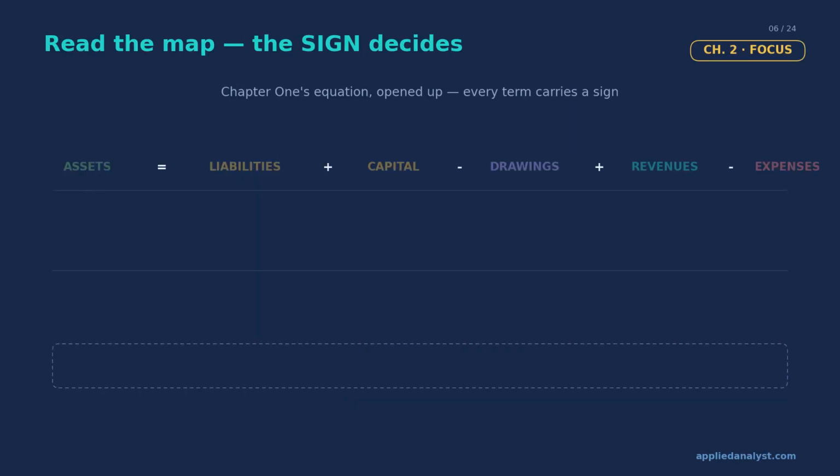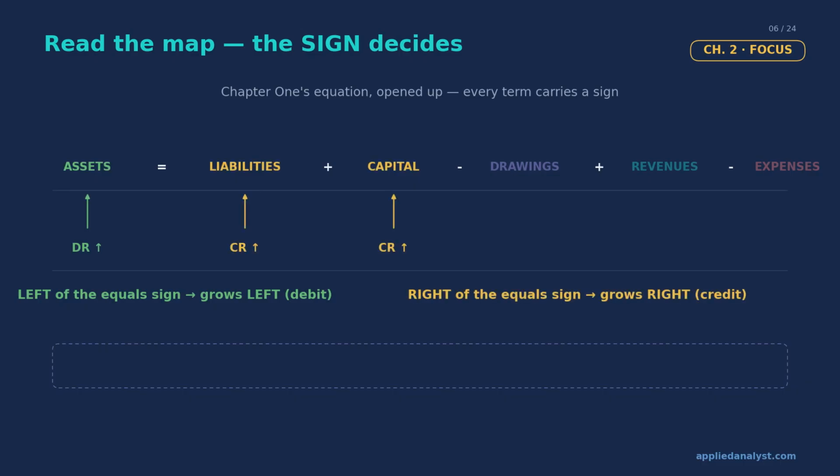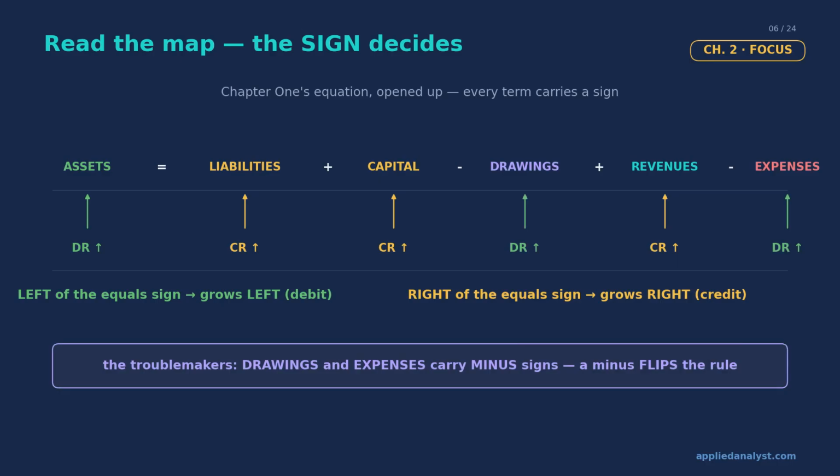So who grows on which side? Here's the map, and you read it like directions, not vocabulary. Assets equal liabilities plus capital minus drawings plus revenues minus expenses. Chapter 1's own equation, opened up, and every term carries a sign, plus or minus. That sign alone decides its rule. Assets sit on the left of the equal sign, so assets grow on the left, the debit side. Same word, same side. Liabilities and capital carry plus signs on the right, so they grow on the right, and revenues carry a plus too, so they grow on the right as well. Then the troublemakers. Drawings and expenses are equity too, but their minus signs flip the rule.